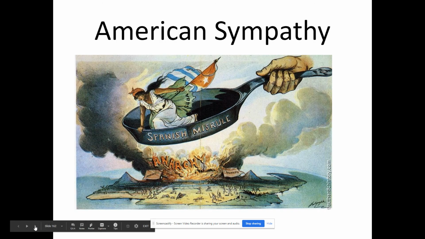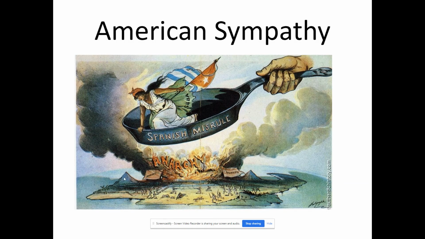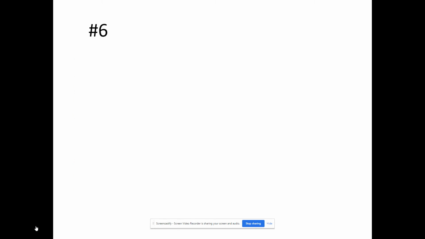Number five, we also felt massive sympathy. The Spanish were killing civilians of Cuba. Once again, all because of Weyler's tactics about concentration camps. We need to save them.